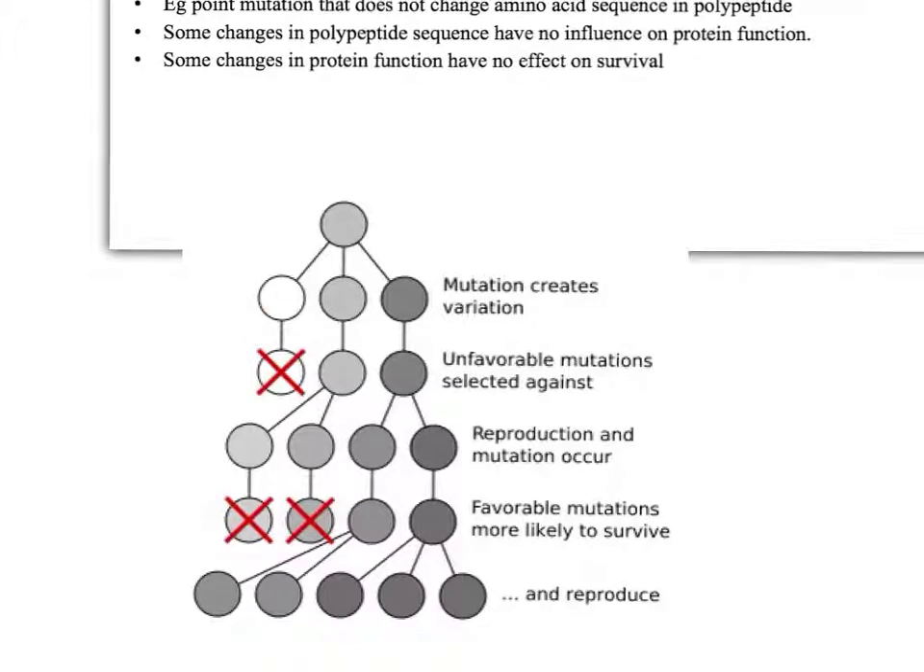Mutations create variation, which is hugely important for evolution. Unfavourable mutations are selected against, so they tend not to survive and don't produce progeny. Reproduction and mutations continue to occur, with harmful mutations not producing offspring, and favourable mutations more likely to produce offspring. And they keep reproducing. And that's hugely important in the whole idea of evolution.